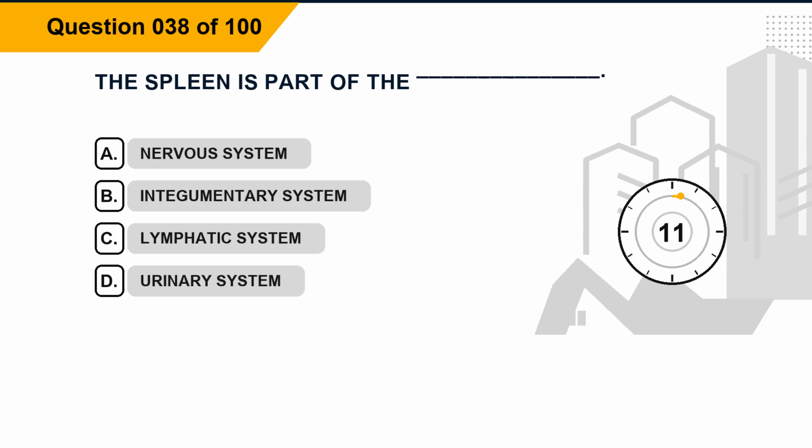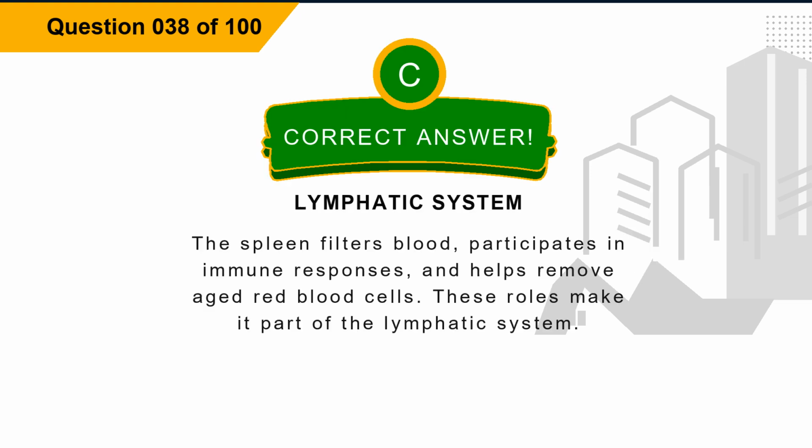Question 38. The spleen is part of the blank. Option A, nervous system. Option B, integumentary system. Option C, lymphatic system. Option D, urinary system. The correct answer is option C, lymphatic system. Explanation. The spleen filters blood, participates in immune responses, and helps remove aged red blood cells. These roles make it part of the lymphatic system.